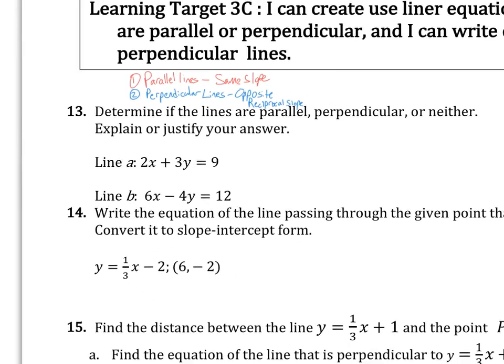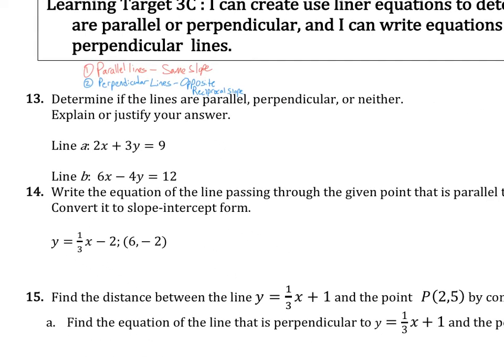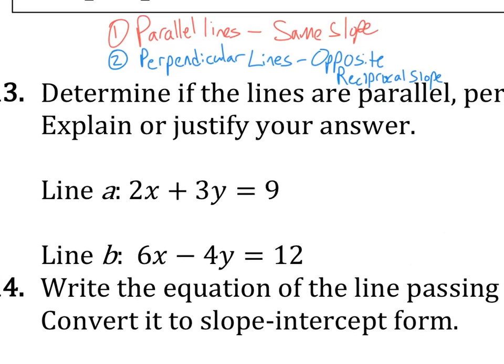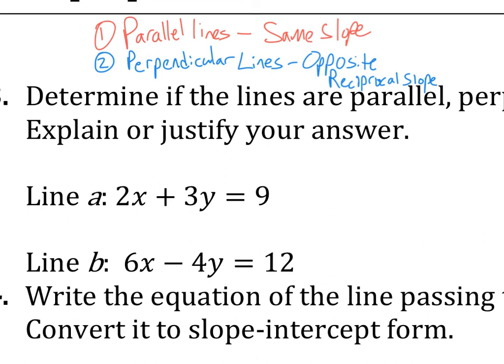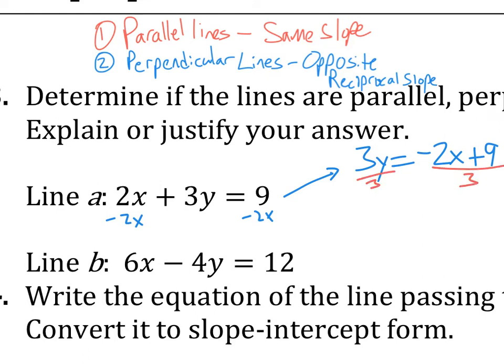So first we want to find out if these two lines are parallel, perpendicular, or neither. Well, we don't know until we put them in slope-intercept form. So we need to change each equation into slope-intercept form to find the slope. And all that means is we need to solve for y. All right, so our first step is to subtract 2x. 3y equals 9 minus 2x, which from algebra we know is the same as negative 2x plus 9. And then our last step is to solve for y.